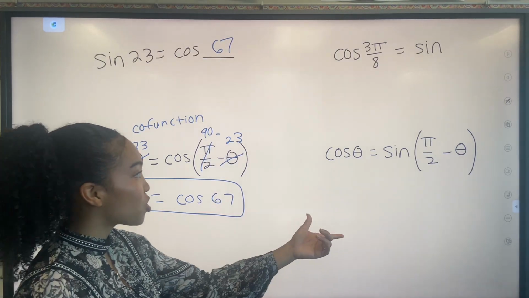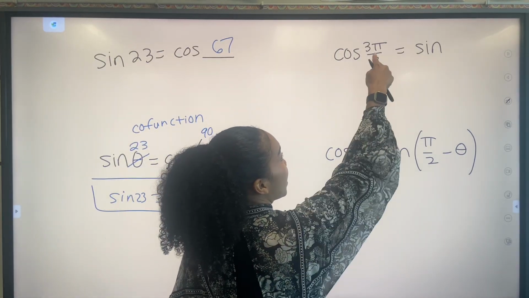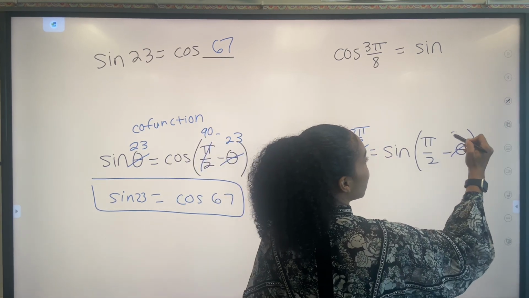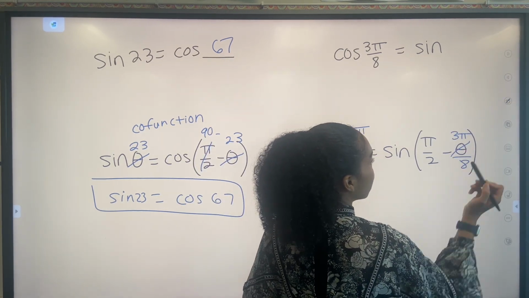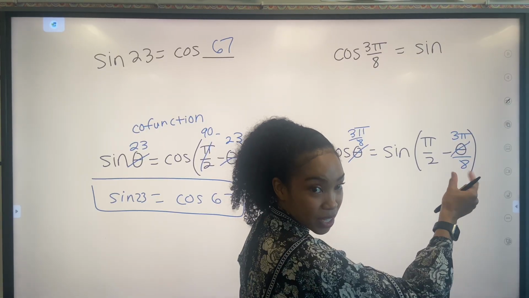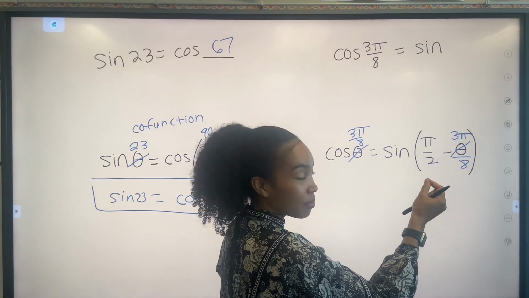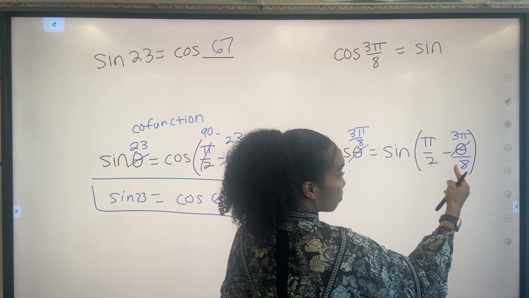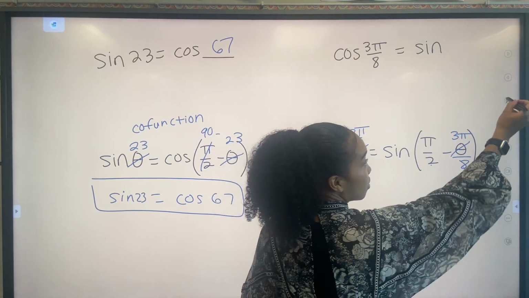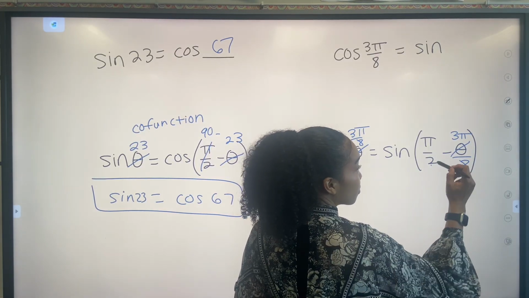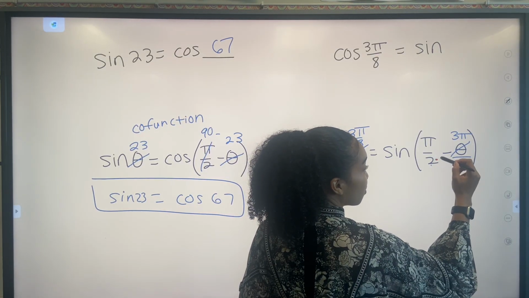All right, let's try this one. The angle they gave you was 3 pi over 8. So you're plugging in 3 pi over 8. Are these denominators the same? Don't they need to be the same for you to combine them? Okay, so what should I do to make the denominators the same? What should I multiply by? 1 by 8, 1 by 2. Okay, so multiply this by 4.